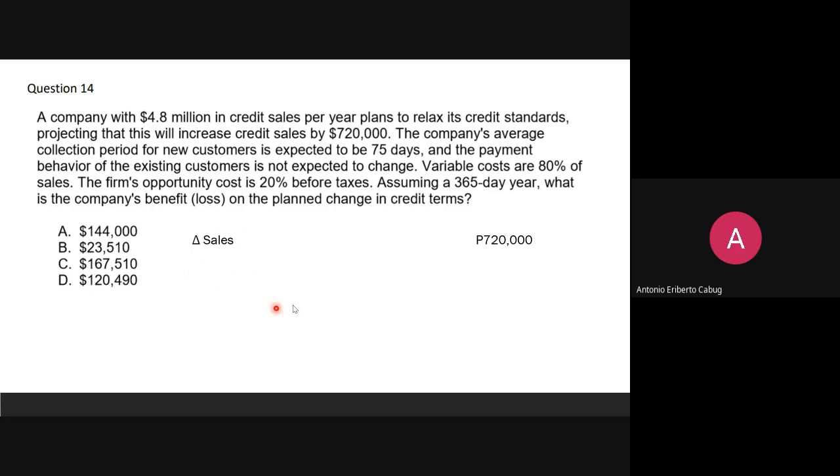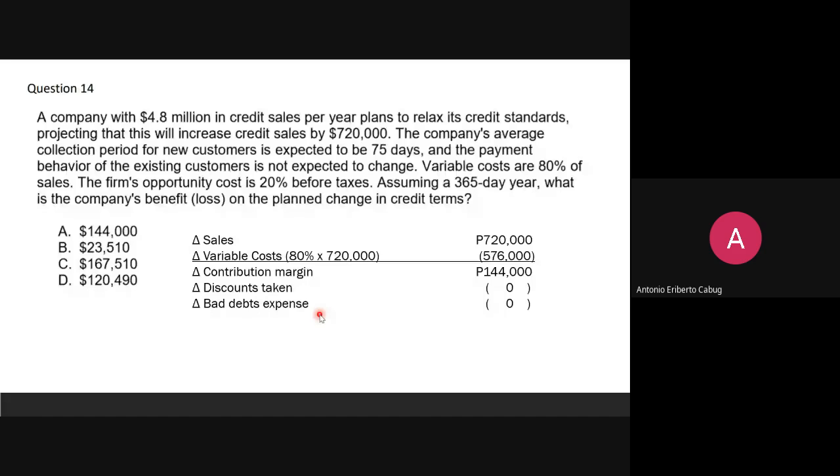So our sales will go up by $720,000. So the variable cost is 80%. 80% of that is 576K. Contribution margin will go up by 144,000. Walang pagbabago sa ating discounts. Walang pagbabago sa bad debts taken. Walang discounts in-assume. Walang bad debts in-assume. And no collection costs assumed.